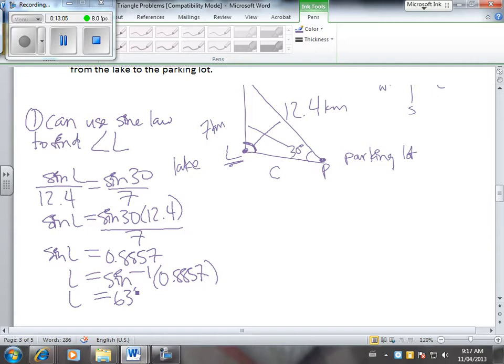What kind of triangle do we have? Anytime we're using sine law, I gotta think, what kind of triangle do we have? We have an obtuse triangle.